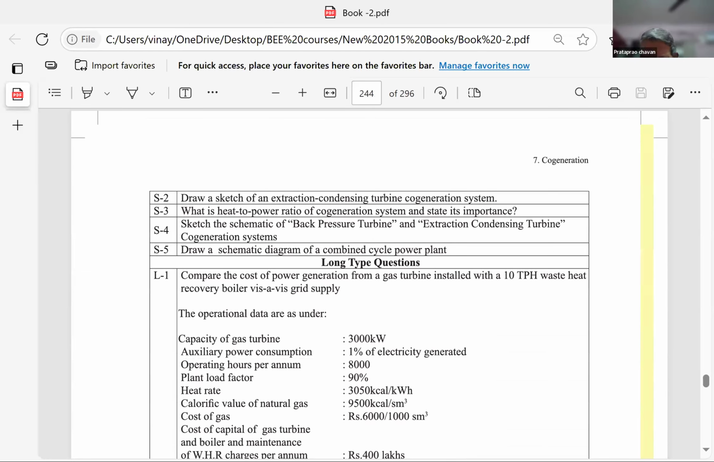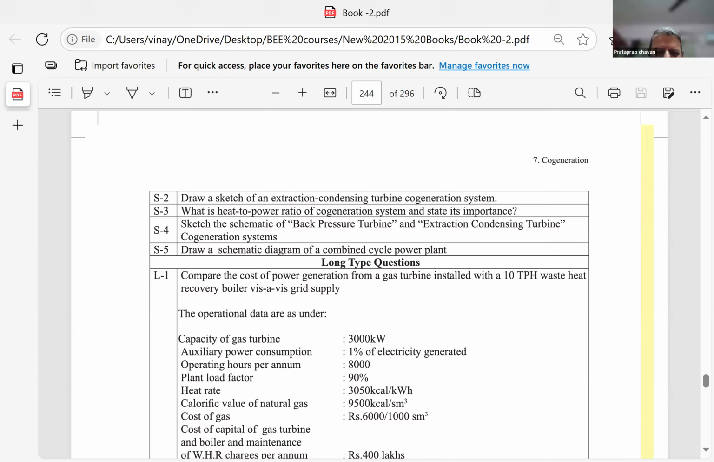Draw a sketch of an extracting condensing turbine cogeneration system. The same we discussed. You go and find out the figure. Show two tapping points, extraction point 1, extraction point 2, steam going to the process, and the shaft ending in a generator generating some power. What is the heat to power ratio?